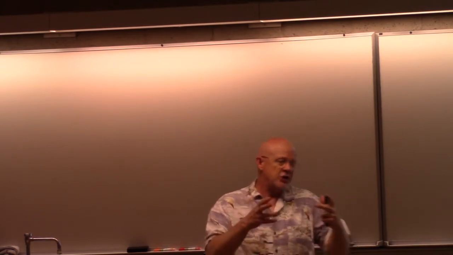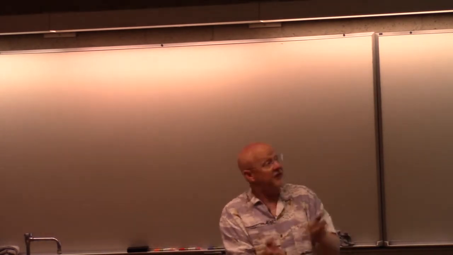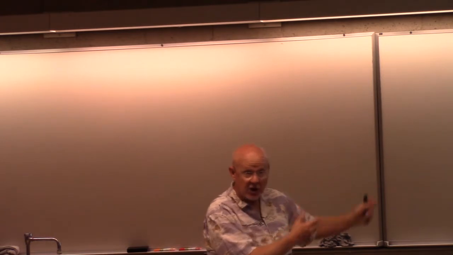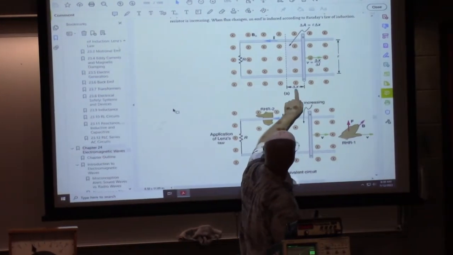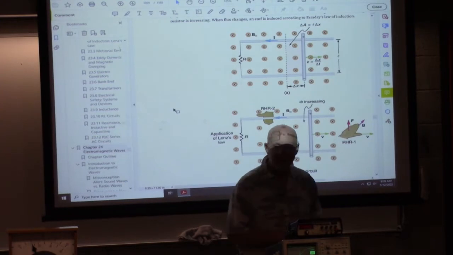And there's a lot of ways to change the magnetic field. There's not too many ways to change the area, but this is an example of the area changing. The orientation is not changing, but the area is. And so as this thing moves, that's what your author calls a dx.